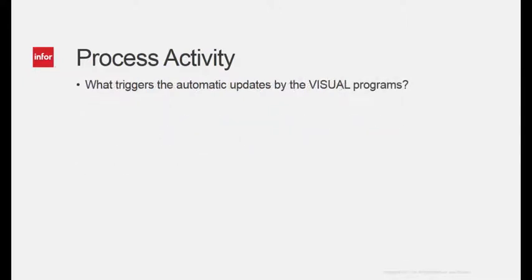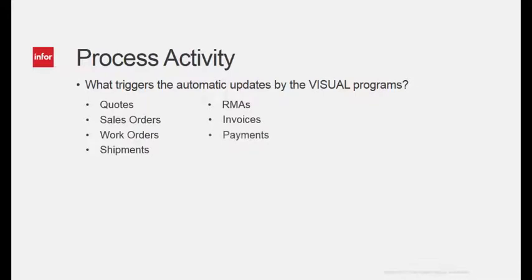Creating or updating the following documents may update process activity: quotes, sales orders, work orders, shipments, RMAs, invoices, and payments. For example, shipping an order may update or complete the shipment process type and the production process type, and start the invoice process type. Details of how the program's update process activity works may be found in Chapter 14 of the Sales User's Guide.